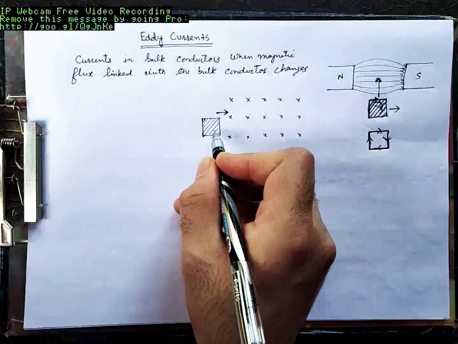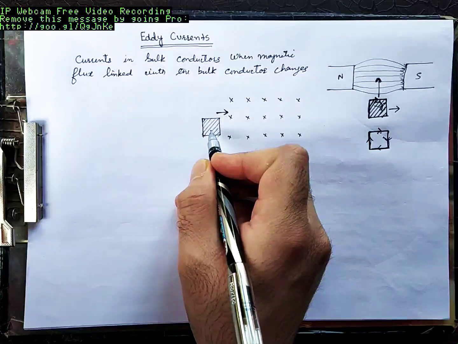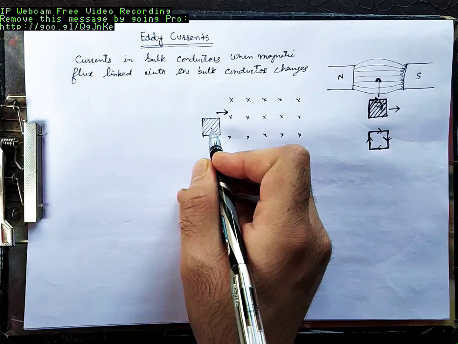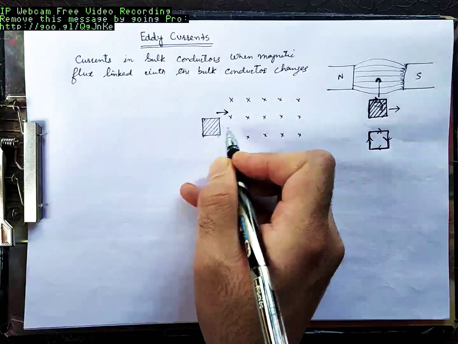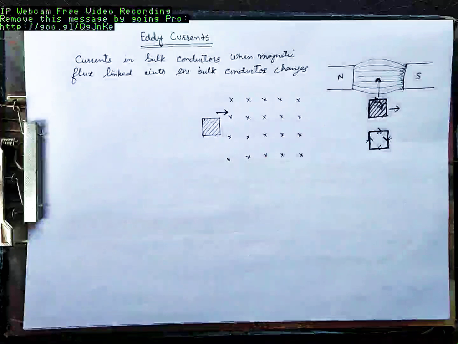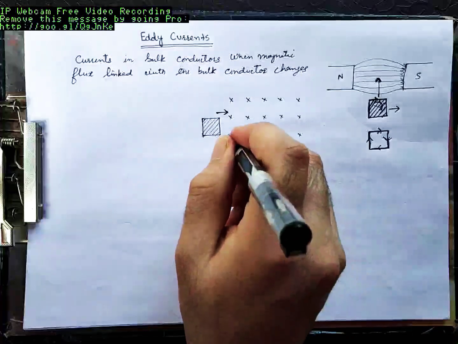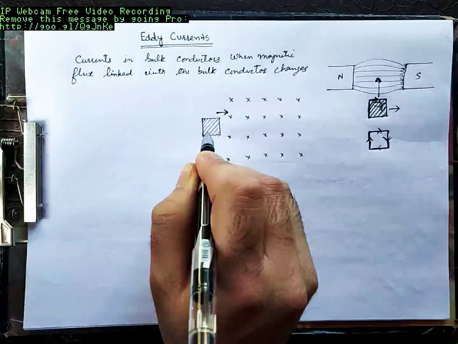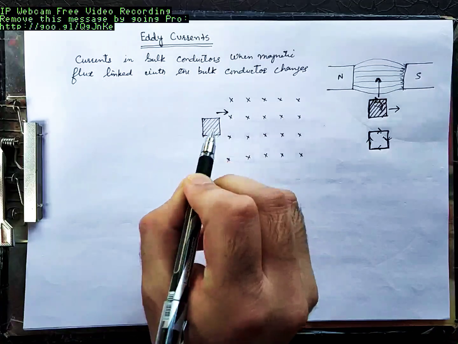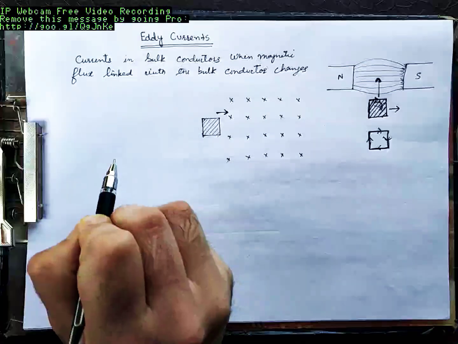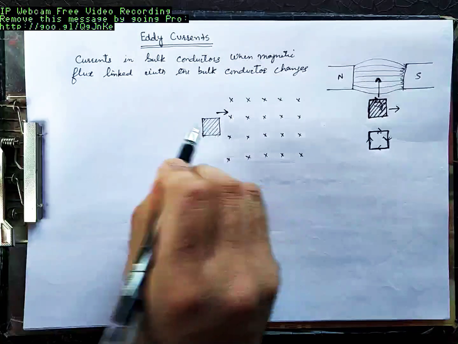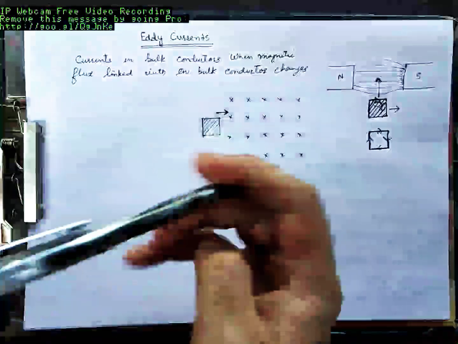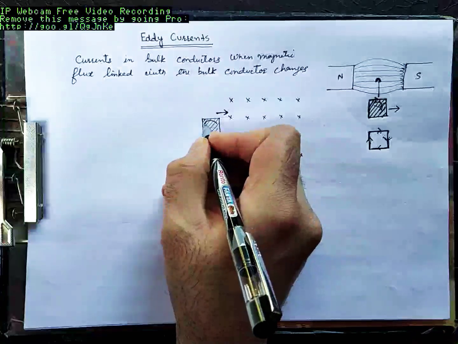The current will flow in this conductor such that the magnetic field produced by that conductor will oppose the cause. Cause was increasing flux, so that will try to decrease the flux. Since flux is into the plane of page and flux linked to this is increasing, it should produce flux out of the plane of page. In order to produce flux out of the plane of page, the current has to flow in anti-clockwise direction. So current will flow here in this direction.